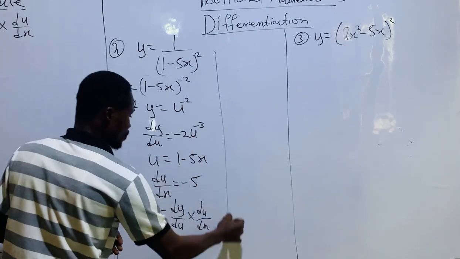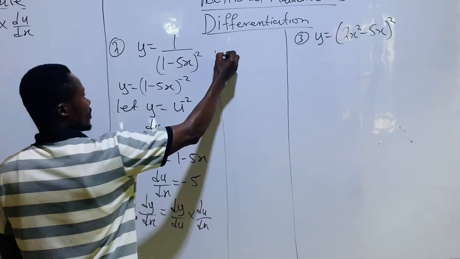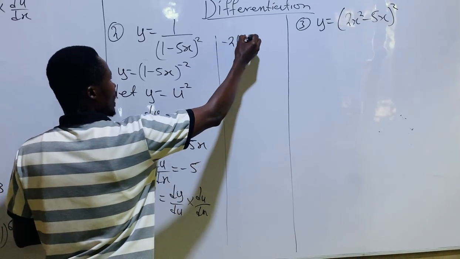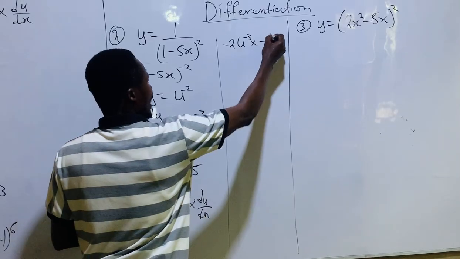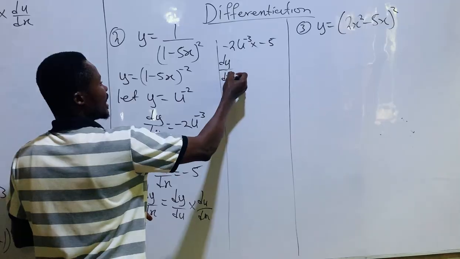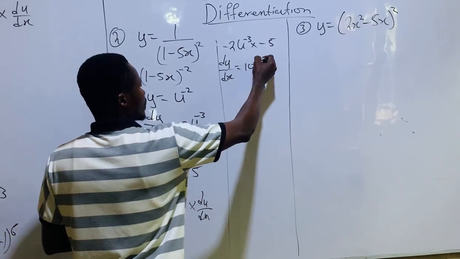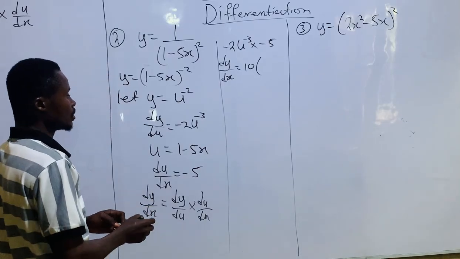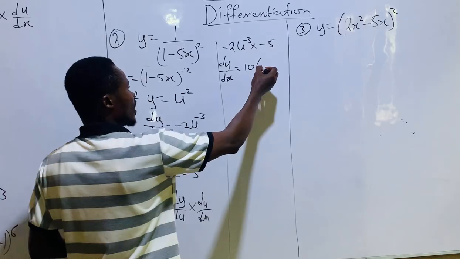So when we substitute it into our formula, we will be getting minus 2u exponent minus 3 times minus 5. So our dy over dx equal to positive 10 into bracket. We know our u. Our u is giving us 1 minus 5x. So you substitute it over there.